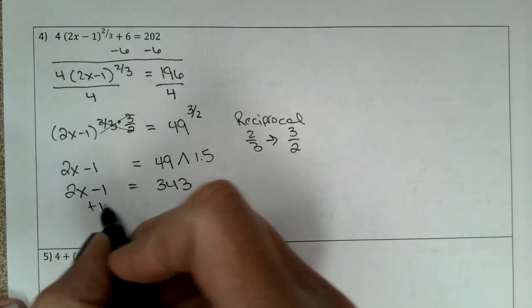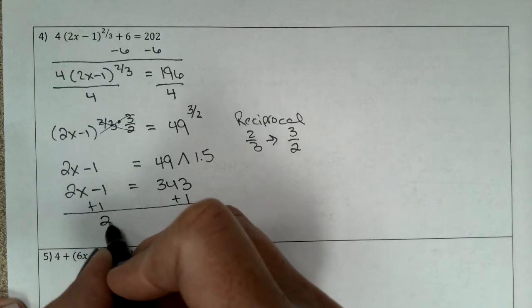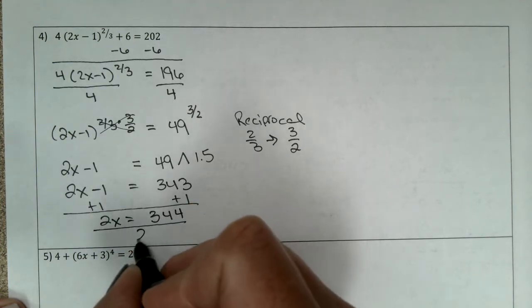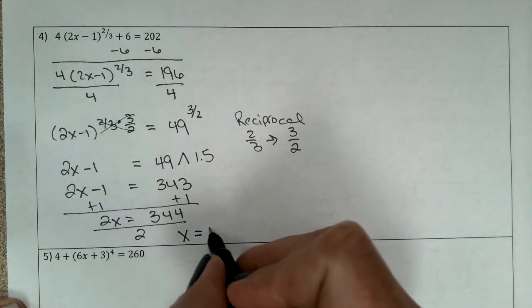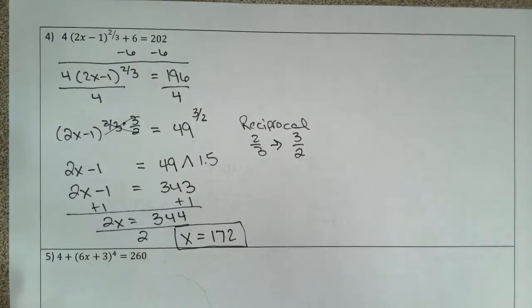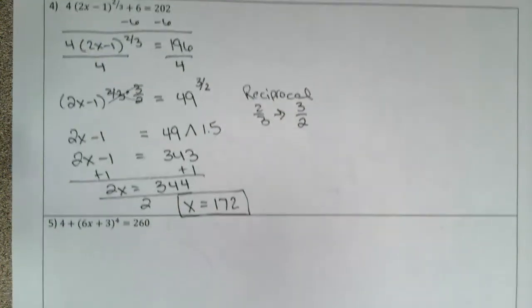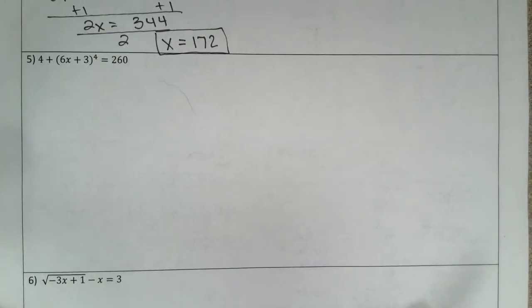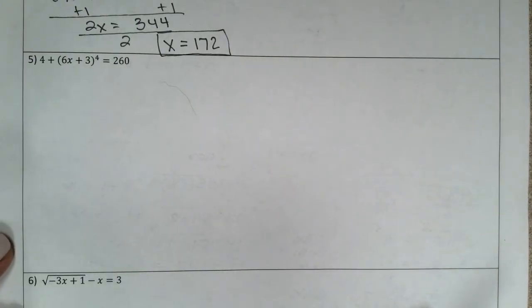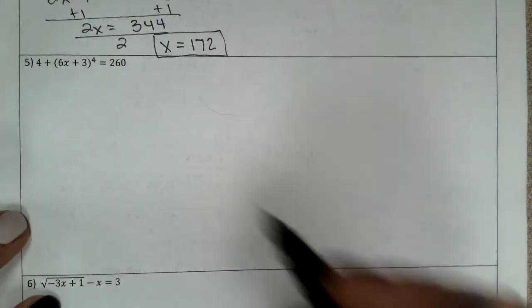And then we're going to finish solving, so we're just going to add 1 to both sides. 2x is 344. Divided by 2, and x equals 172. You can check your work, and I assure you it works. Number 5, we can also do 2 different ways as well.